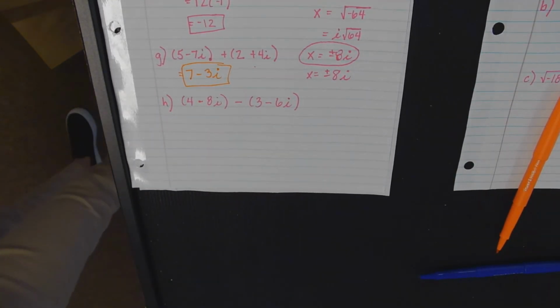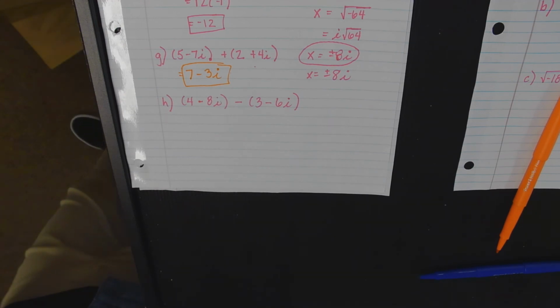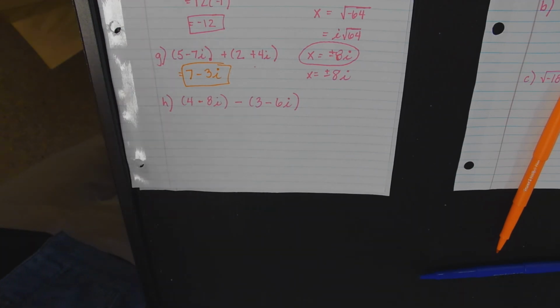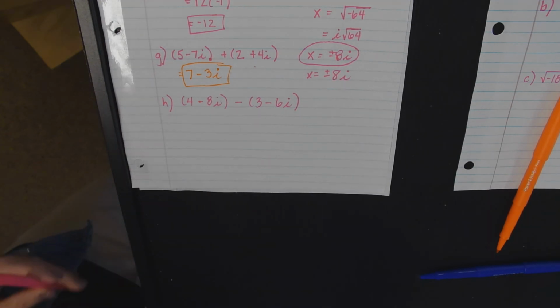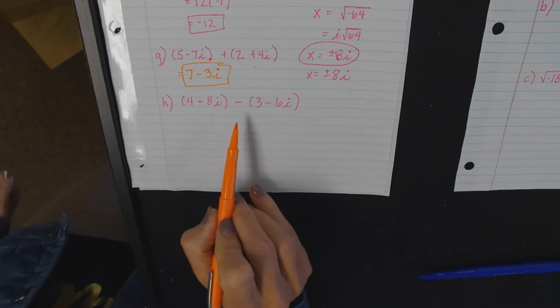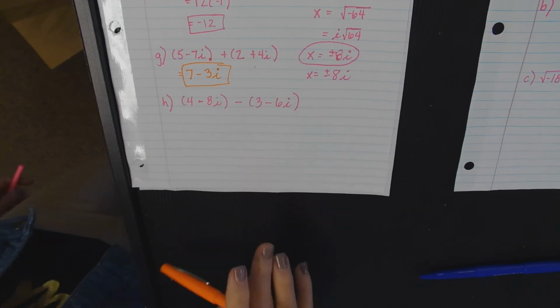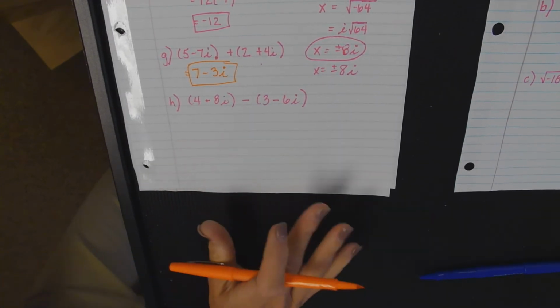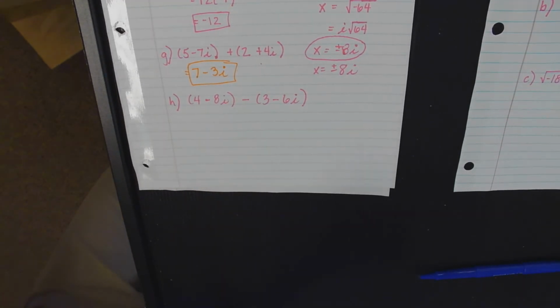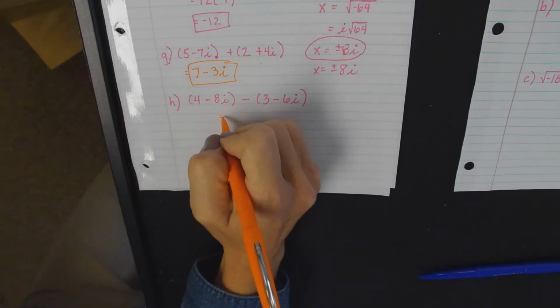Look at your numbers. Look at your imaginary terms. Watch your negatives though. If you like adding the opposite, if you did that a couple years ago, do it however you like. What's 4 minus 3? 1. Who got that? All right, halfway done.